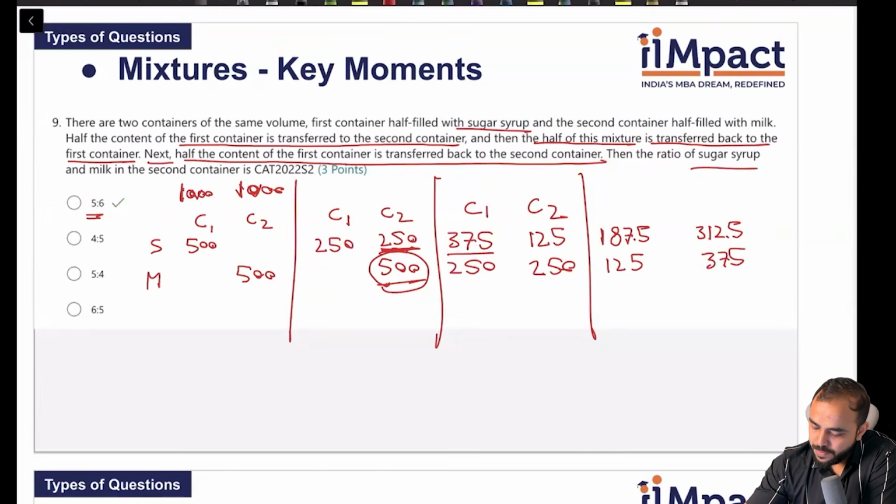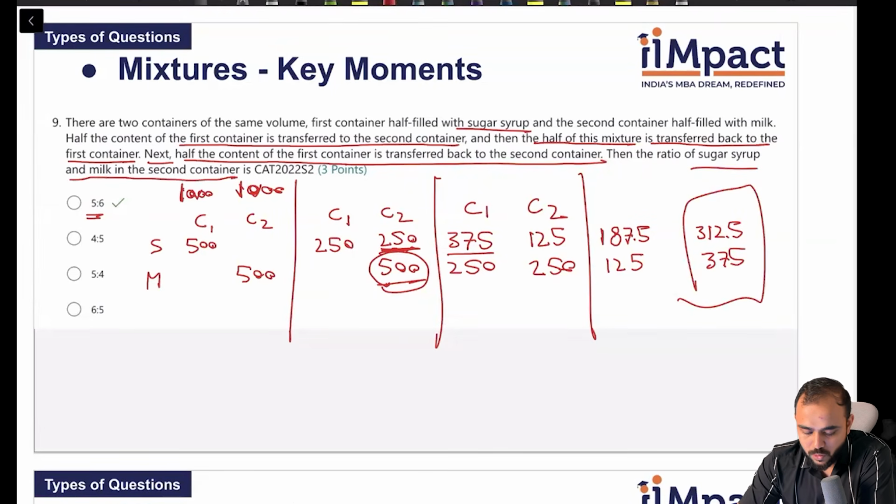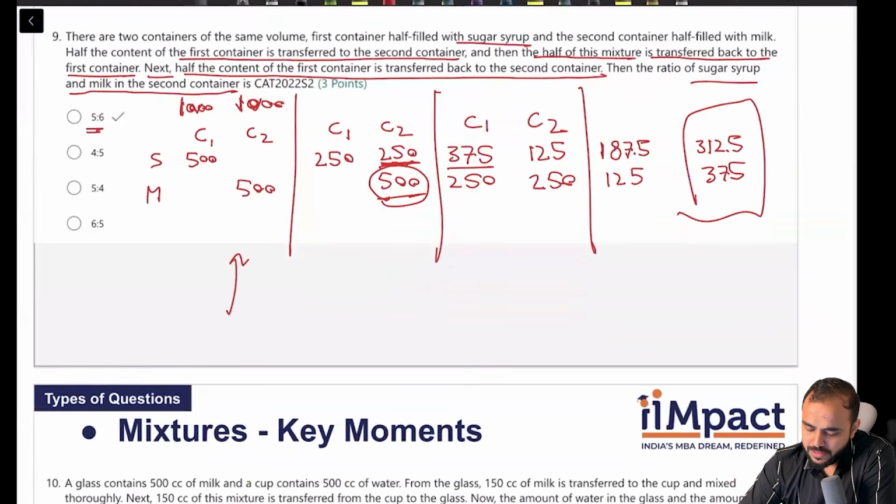Ratio of sugar, syrup, and milk in the second container. So you want to find the ratio of this. 312.5 is to 375. Correct? So you can then find this ratio. You can divide by 12.5. It's going to divide all of these numbers. So, and then you can find your answer from here. Okay, so you have to make this sequential table, otherwise it's going to get messy.